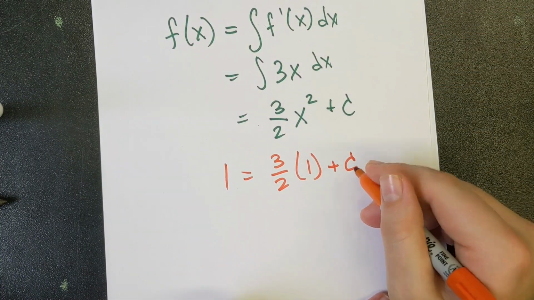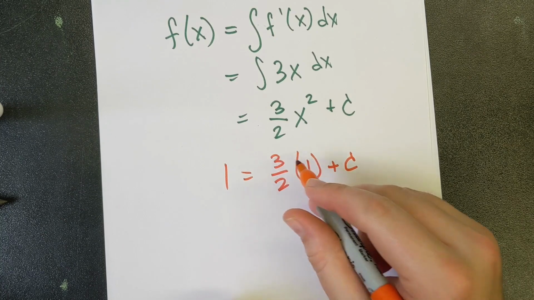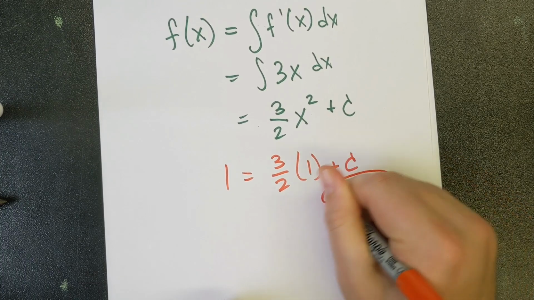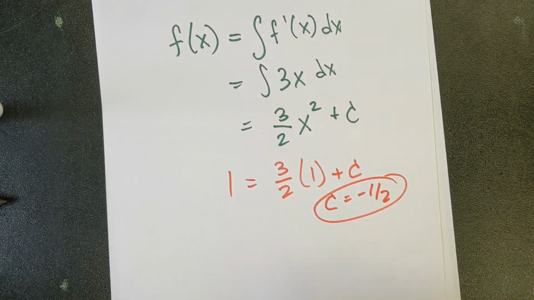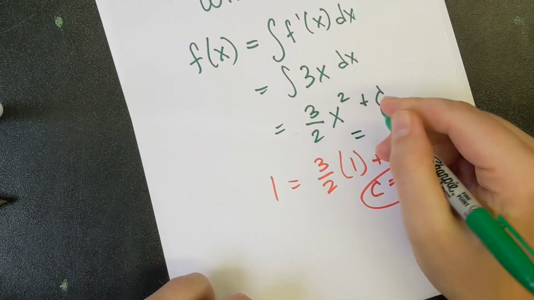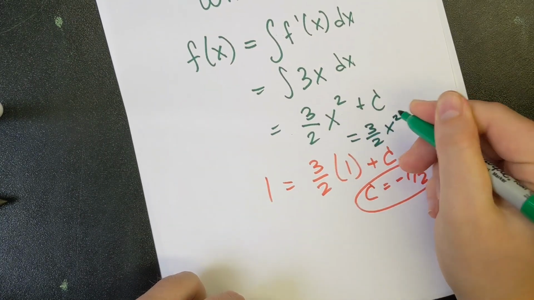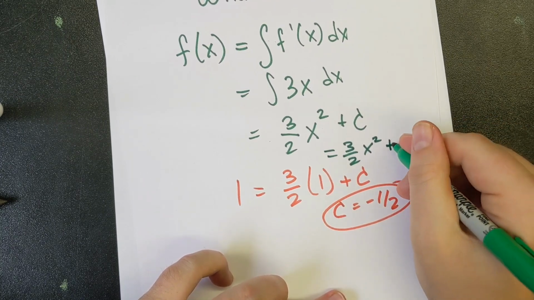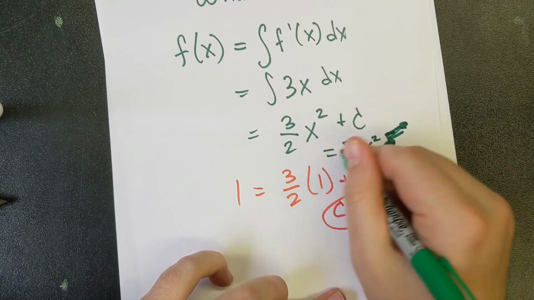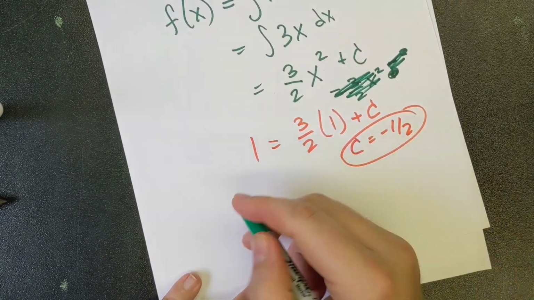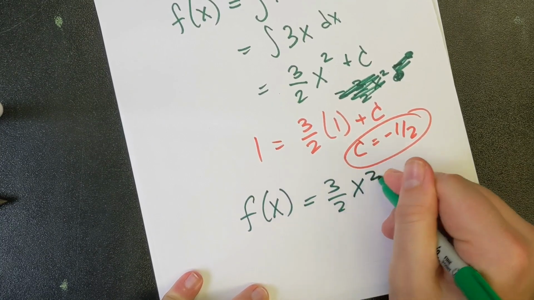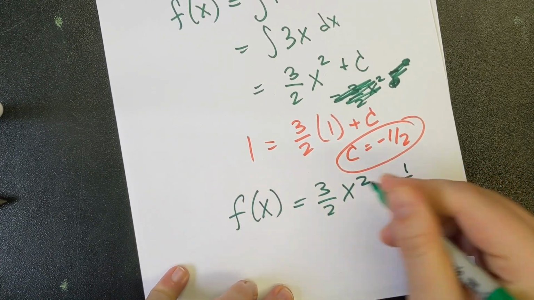And so what's my constant? Well, that means this is 1.5 plus some constant is 1. So my constant must be negative 1/2. And so my function is actually, it's not just 3 halves x squared plus a constant. We figured out what the constant is. The constant is negative. This is messy. My function is 3 halves x squared minus 1/2.